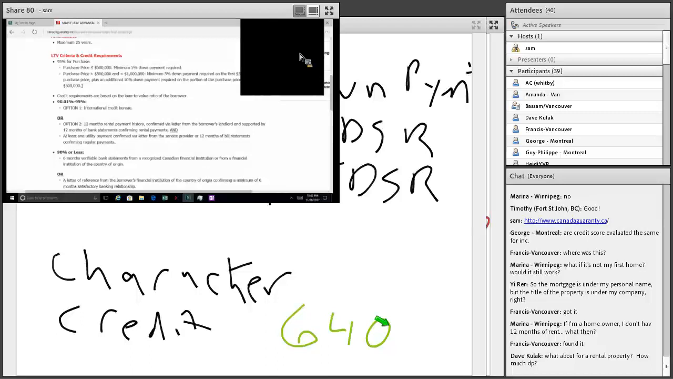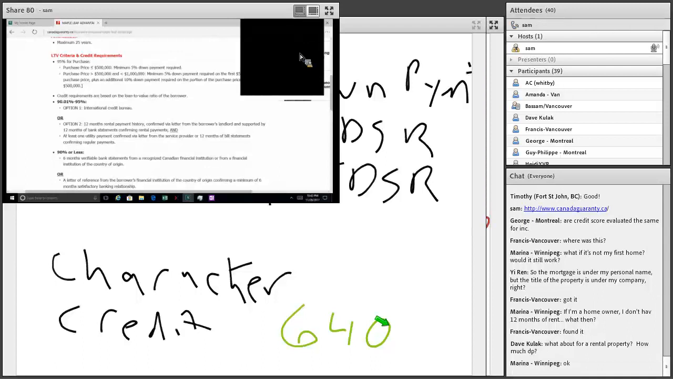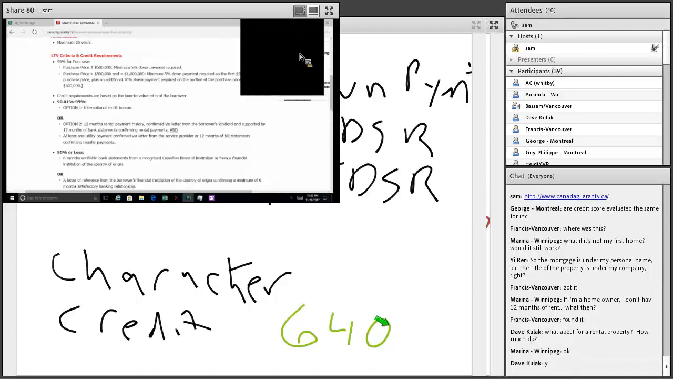Okay, so if it's not my first home, would it still work? Marina, what if it's not my first? Okay, so you can have 2 homes, 5% down payment on both homes. Is that what you're referring to? You're allowed in Canada to have as many homes as you like. As far as CMHC is concerned and default insurance, you're allowed to have 2 homes at 5% down payment. When you get to the 3rd home, they're going to want 20%. Everybody get that? 2 homes at 5%. You can exercise the first-time home buyers twice, even with an existing property.